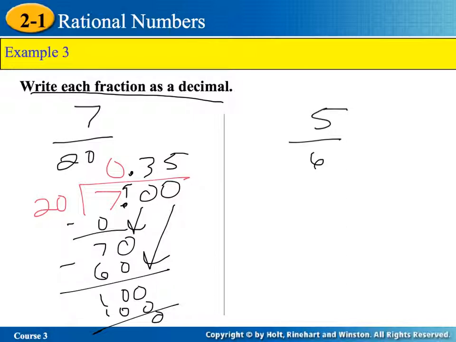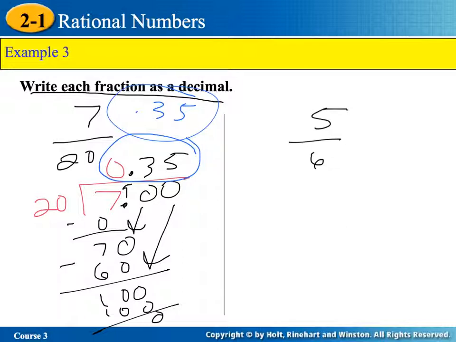Oh, Mr. Sheeman, you almost forgot about this. If it repeats, don't forget, you're also done. But this one is a terminating decimal because it ends. 0.35 is our answer. Okay, next, 5/6. If you didn't pause to finish the first one, I want you to pause now and try this 5/6.